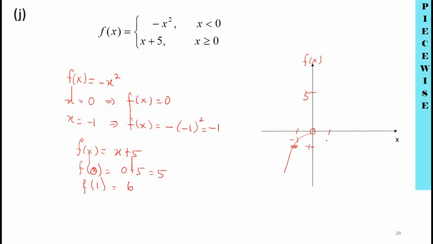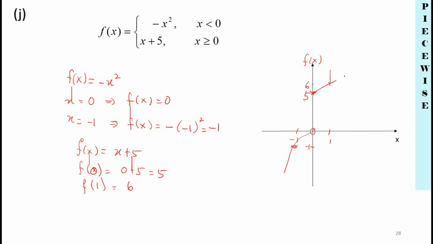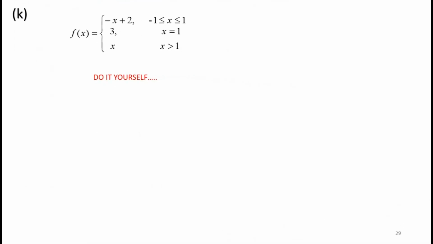So let's say this is 1. So you have 6 over here. Okay, so this is 6. This is the first point and the next one. So you can just connect the 2 points, then we get this one. Is that clear? Okay. So for K, you can do it on your own.